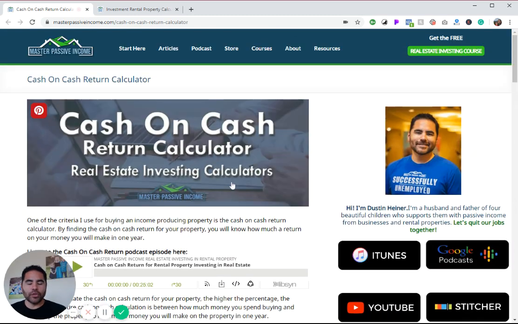So I hope the best for you and your investing in rental properties and real estate. Utilize this cash on cash return calculator as much as possible, as well as the investment rental property calculator. I have it here for free so that you can use those and get your business going.